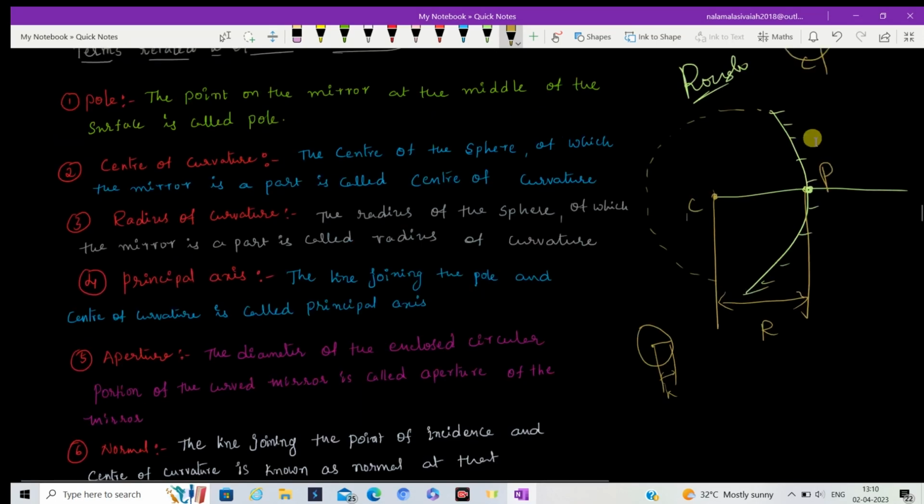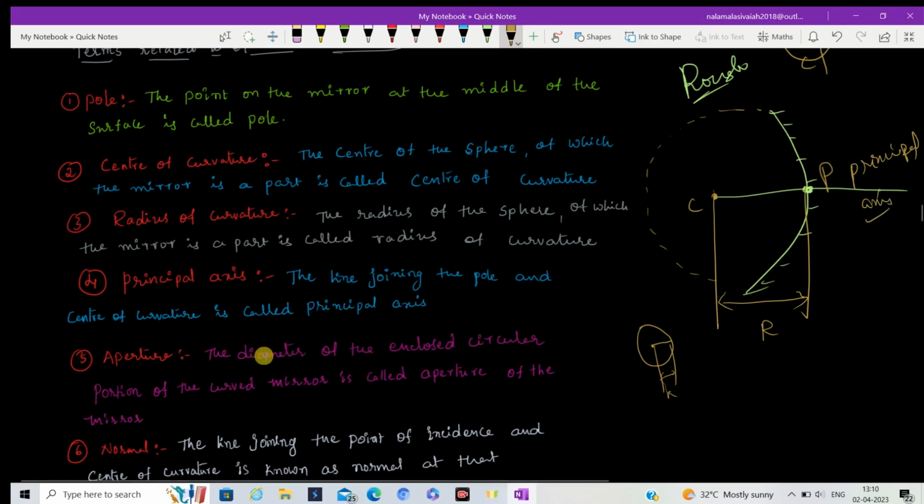So what is the pole? This is the pole. Where is the center of curvature? It is the center of curvature. The line joining them, this is the line joining, that is called the principal axis.